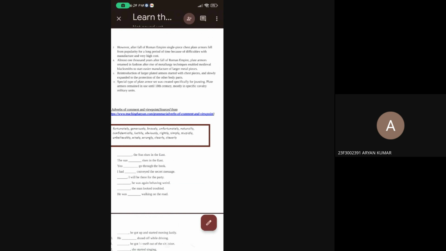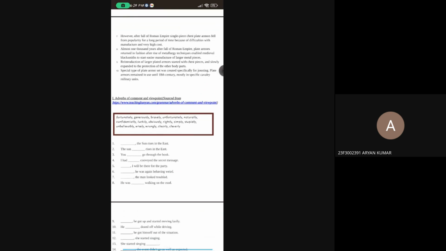All right. Now, plate armors returned in fashion after rise of metallurgy techniques enabled medieval blacksmiths. How about this after? Any adverbial qualities? No, ma'am. This is also a preposition, so no adverbial quality. Any other word that is an adverb? No, right? Okay. Then blacksmiths to start easier manufacture of larger metal pieces. Anything?